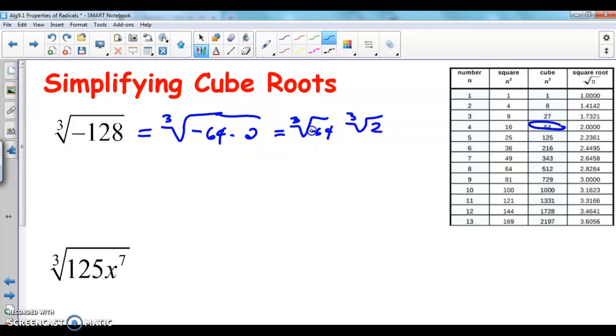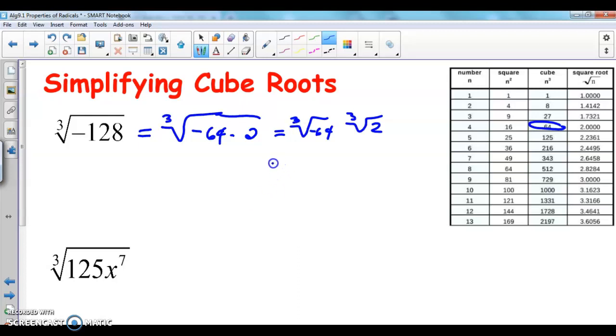Now be very careful. Do not forget to write the index, which is 3, because if you lose the index, you might end up putting the answer here as negative 8. But negative 8 times negative 8 will give you positive 64 if you're squaring it. So a common mistake is that students do not carry over the index from the original problem. So they end up giving the wrong answer.